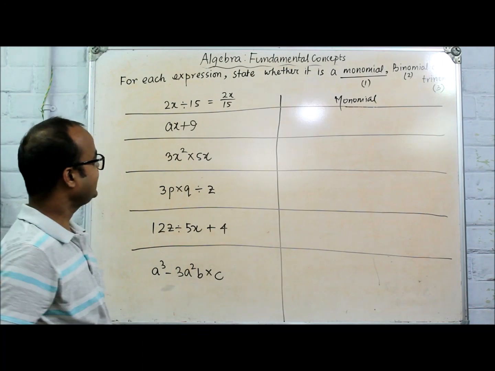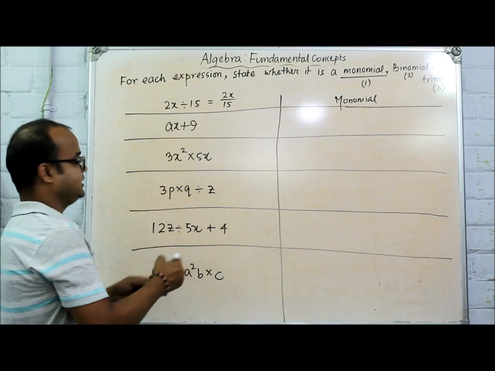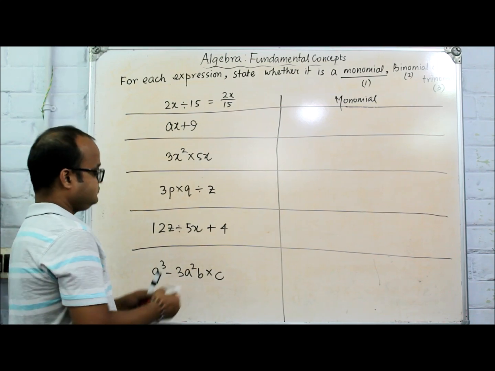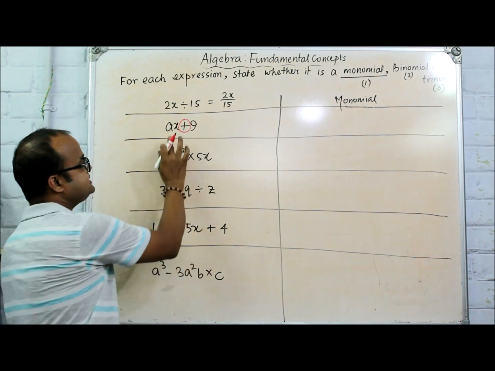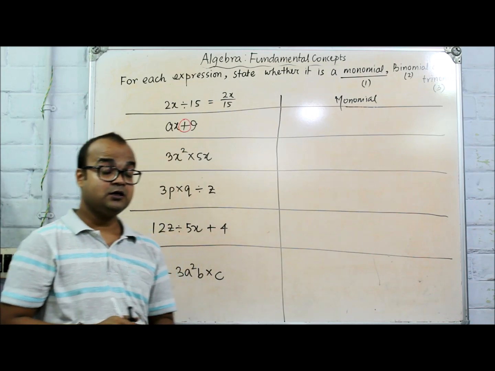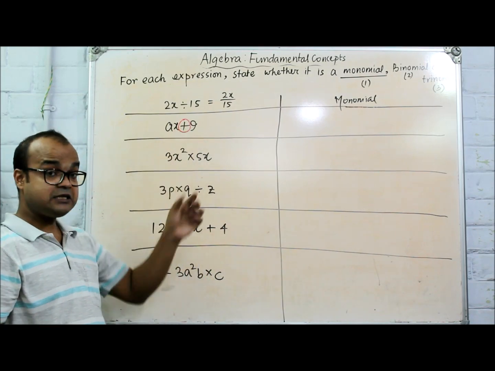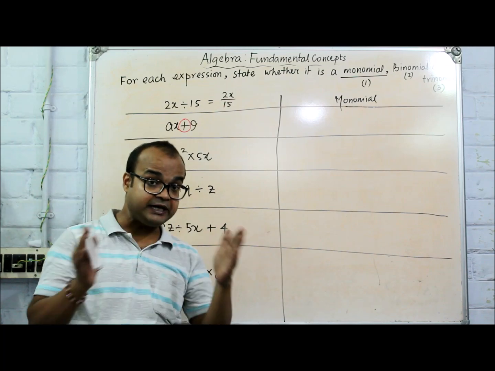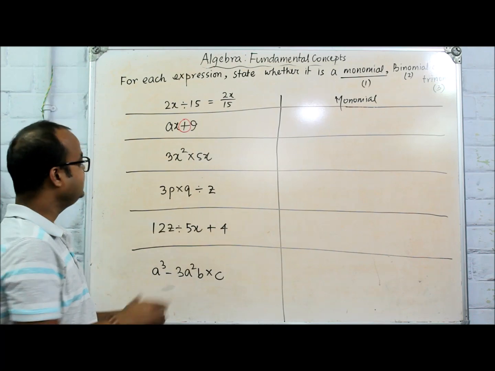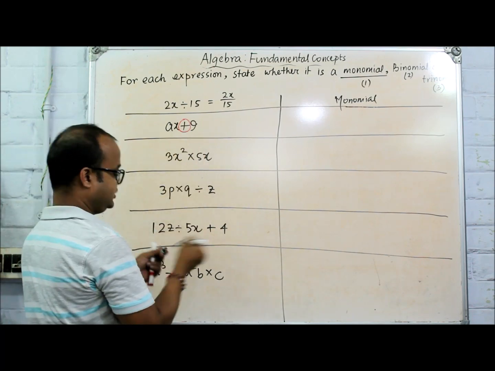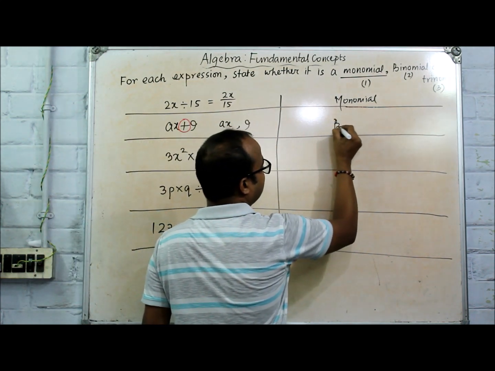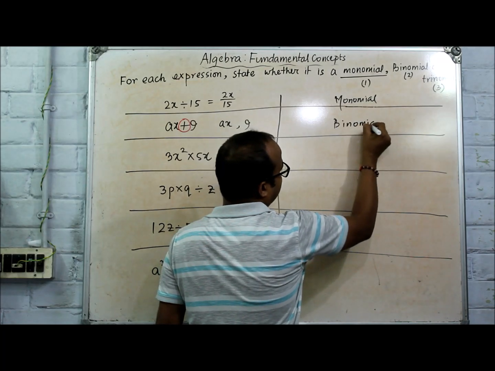monomial. ax plus 9. See here a plus sign appears which separates ax and 9. If you recall, I already mentioned plus and minus signs only separate the terms, not multiply or divide. So one plus sign appears. So 1 and 2. Here two terms are ax and 9. So it is an example of binomial.